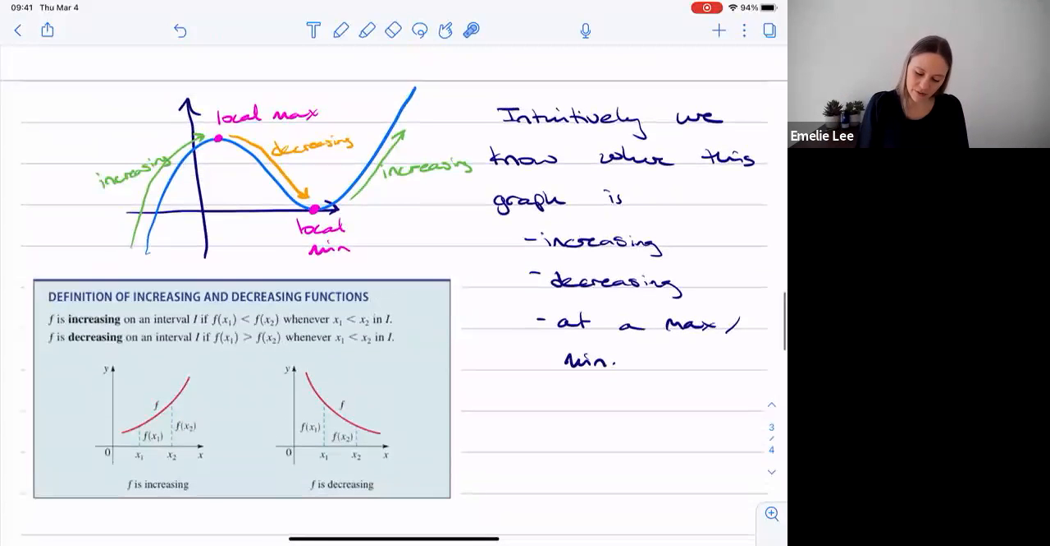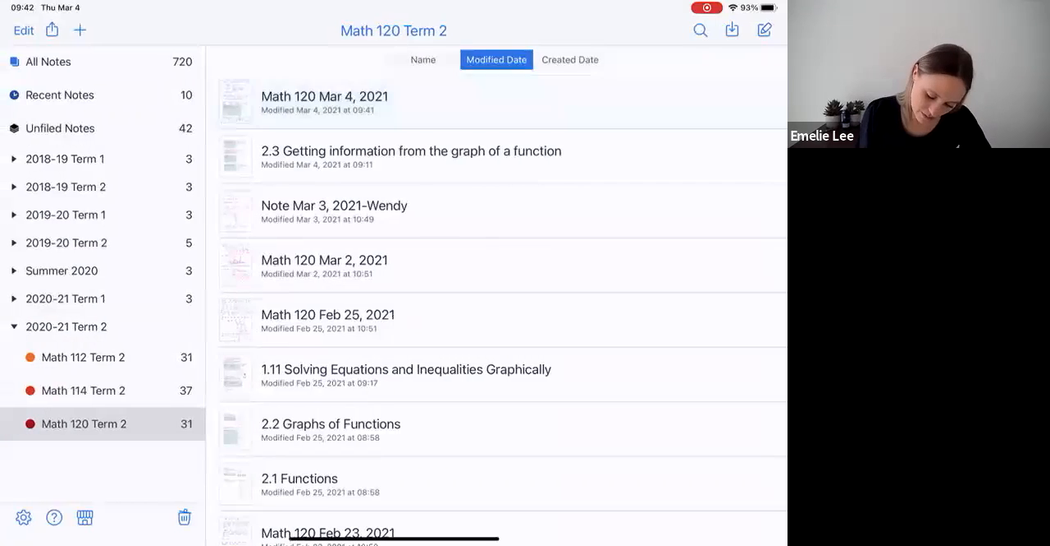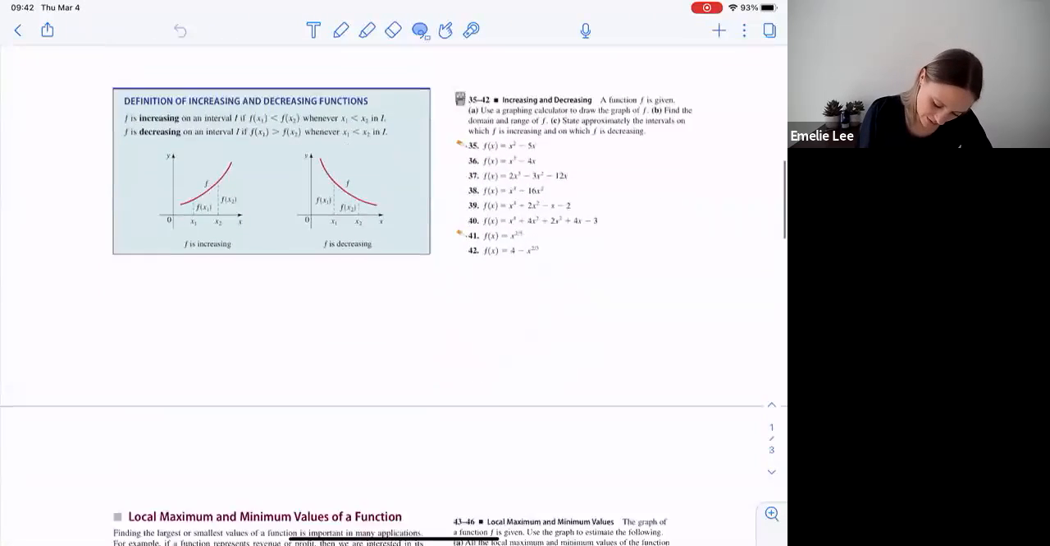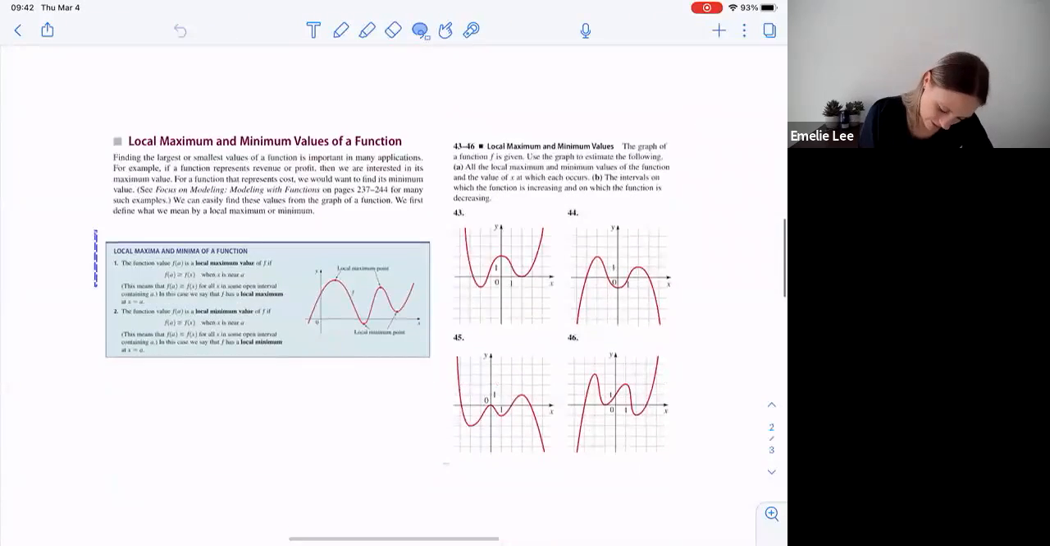But as long as you have this kind of intuitive idea of where it's increasing and decreasing, I'm happy. Okay, so don't overthink it. Okay? But technically, you can compare the outputs with the inputs and talk about increasing and decreasing. So same thing with the local max and mins. So let's just grab the definitions here.